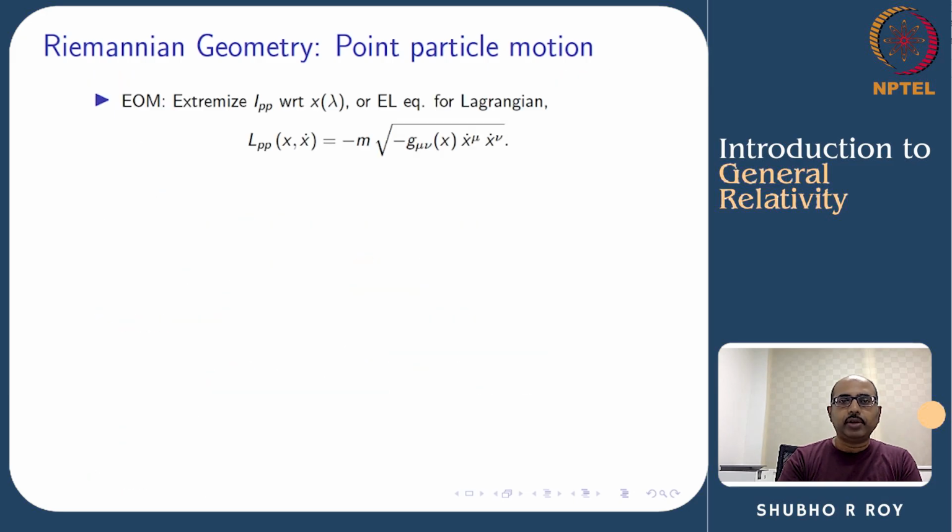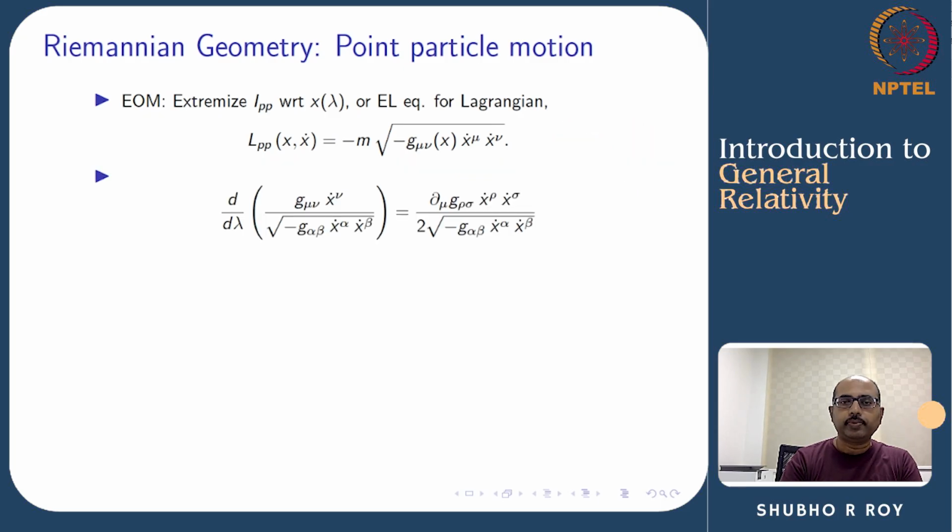We can get the equation of motion by either extremizing the action, or we can directly write down the Euler-Lagrange equation with the Lagrangian, which is given by this. Now, please note that I'm introducing some new notation here. Instead of dx d lambda, I'm using x dot, which is the same as the derivative with respect to lambda. Okay? So I'm using this abbreviated notation, which is a bit more compact and reduces clutter.